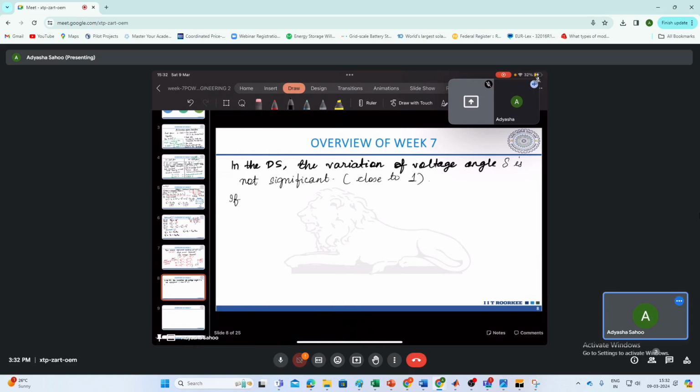So if we want to calculate the voltage magnitudes only at the nodes, if you want to calculate the voltage magnitude only, then we go for method 2. So what is this method 2? Let us discuss.